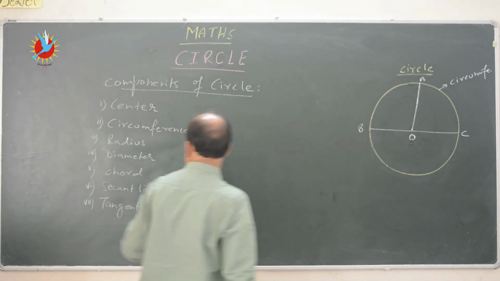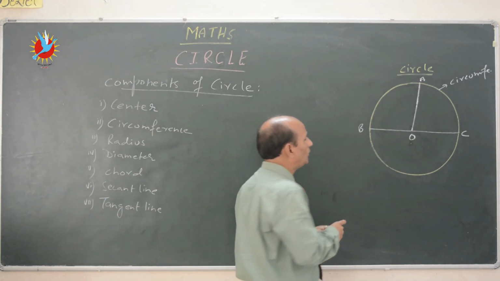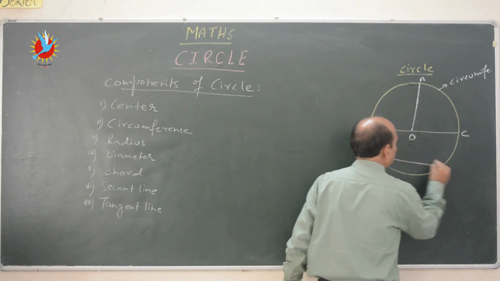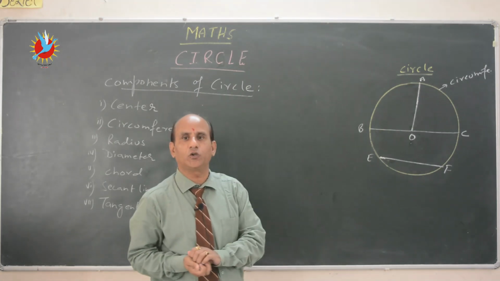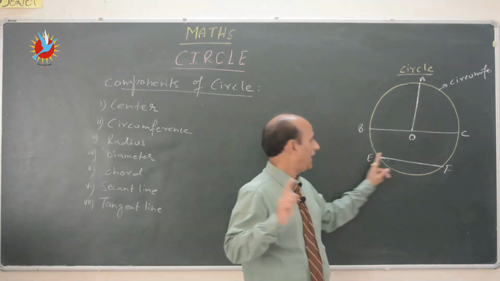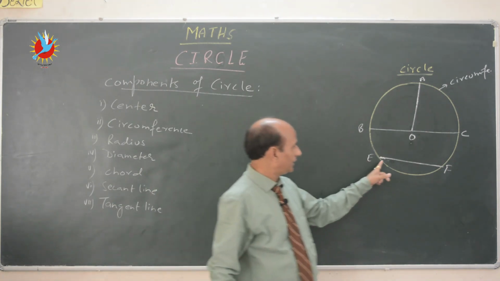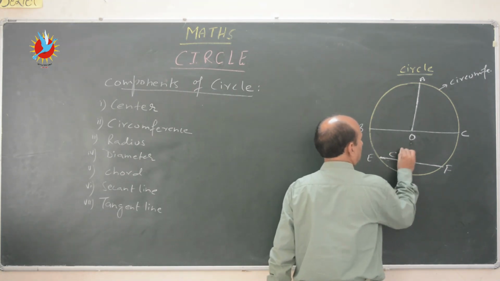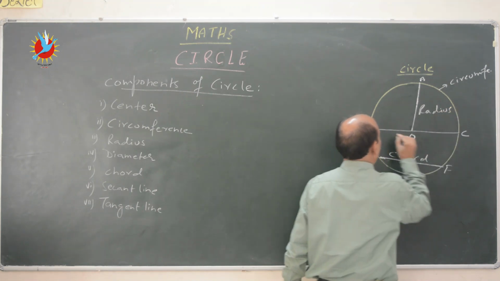Now the fifth one is chord. Chord is again a line segment which joins any 2 points on the circumference. EF is a line segment which joins 2 points on the circumference of the circle. E is a point and F is a point on the circumference, and if we join these 2 points, we will get one line segment, and that is called chord. This is radius and this is the diameter.